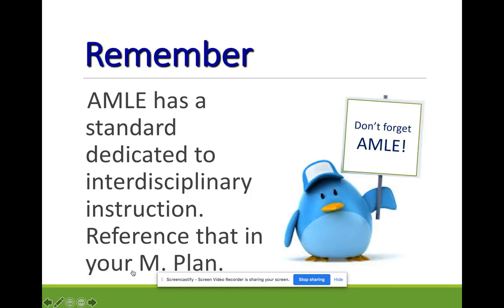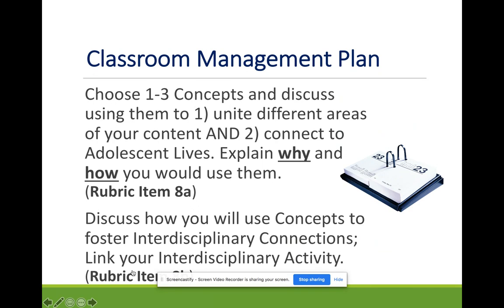All right. Remember, AMLE has a standard dedicated to interdisciplinary instruction. Make sure that you reference AMLE in your management plan when you're talking about that. And that brings us to the management plan. This is what you're doing. This is 8A and 8B.